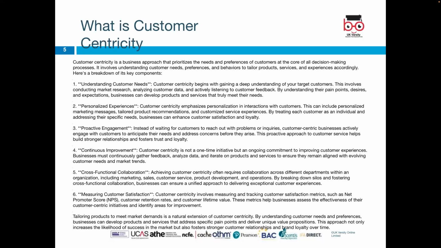Proactive engagement. Instead of waiting for customers to reach out with problems or inquiries, you don't have to wait for customers to reach out for problems. You don't have to wait for them to make an inquiry. Customer-centric businesses actively engage with customers to anticipate their needs and address concerns before they arise. This proactive approach to customer service helps build stronger relationships and foster trust and loyalty.